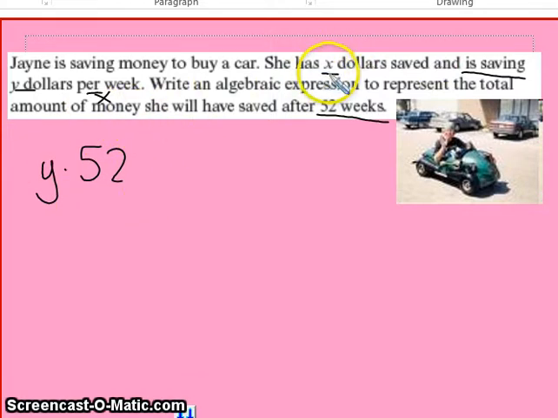Now, she has X dollars already saved, and we want to find the total amount of money she's saving. So we're going to have to add X amount of dollars. This is how much she already is saving. This is how much she's saving times how many weeks she'll be saving it. And so our expression, if we rewrite it algebraically correctly, would be 52Y plus X.